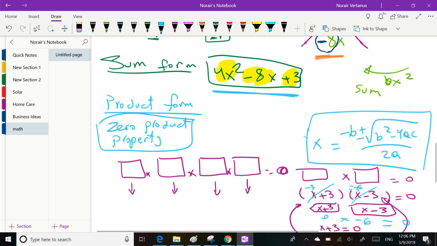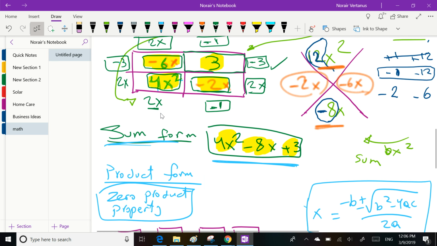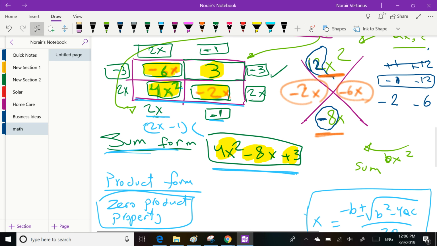That's why we want to change this sum. We don't want it in sum form. We want to have it in product form. And we already got it. This is the product form. We got it here from this rectangular model. So we have 2x minus 1 here, the 2x and negative 1. So 2x minus 1 is one factor. The other factor is x minus 3 over here. So see, this times this equals 0.